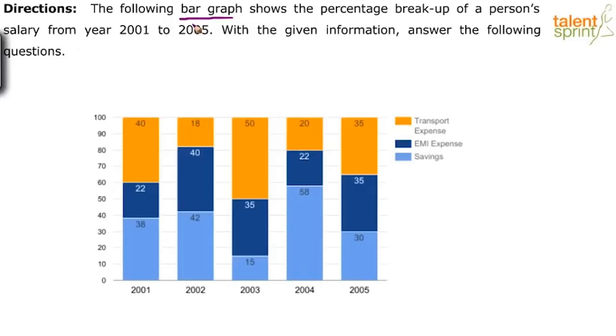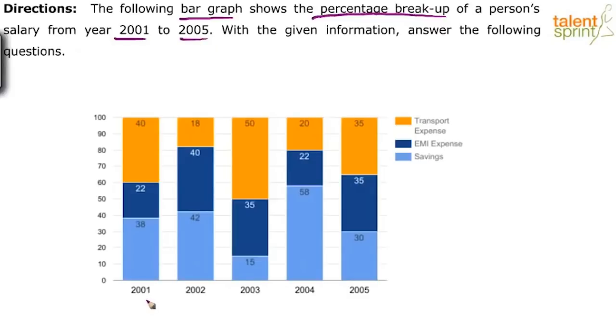First, get to know what exactly can be extracted from the given graph, right? What type of values can be calculated. Once you are clear with the data, then proceed to the questions. So here, the following bar graph shows what? Percentage breakup of a person's salary from the year 2001 to 2005.